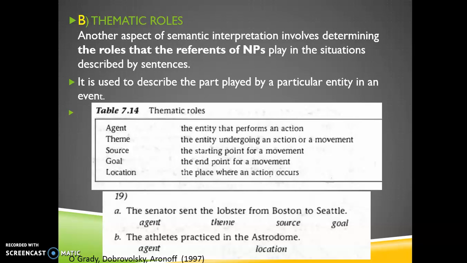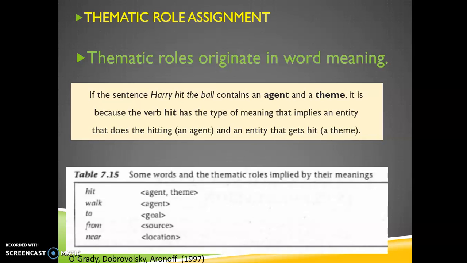And then we have the source, which is the starting point, Boston, and Seattle, which is the goal, the ending point. Or the location: the athletes practice in the Astrodome. So we have the athletes as an agent, the performer, and Astrodome, the location. So each noun phrase has a thematic role. But who assigns the thematic role to each noun phrase? The thematic roles originate in word meaning, we know that, yes?